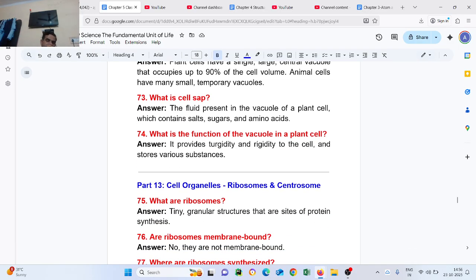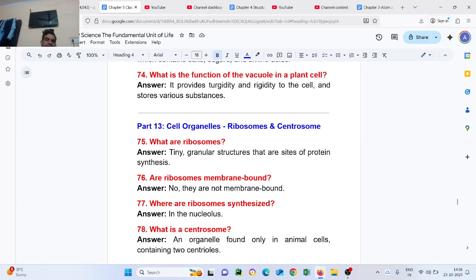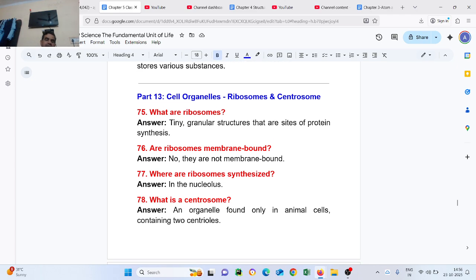Part 13. Cell organelles, ribosomes and centrosome. Question number 75. What are ribosomes? Tiny granular structures that are the site of protein synthesis. Question number 76. Are ribosomes membrane bound? No, they are not membrane bound. Question number 77. Where are ribosomes synthesized? Answer: in the nucleus.